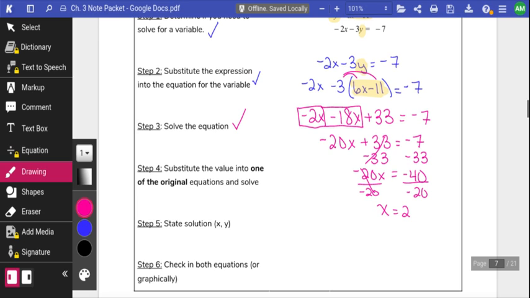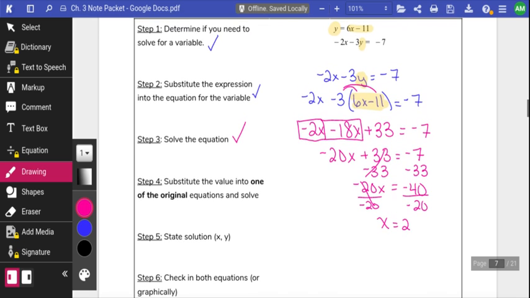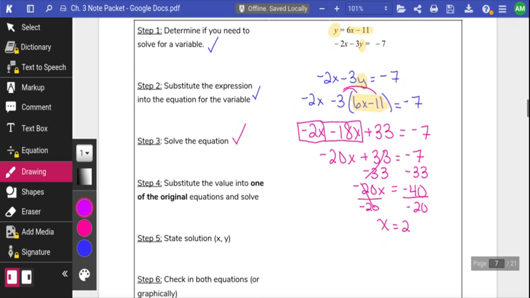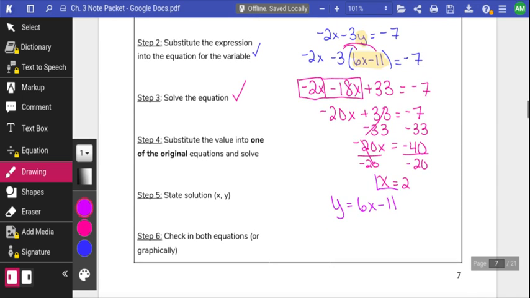Now what I'm going to do is substitute into one of the original equations and solve for y. Usually when I look at this, I like to pick the one that looks nicer. And to me, the one that looks nicer is the first one here. So I'm going to write y equals 6x minus 11, and I'm going to substitute 2 where I see x. 6 times 2 is 12 minus 11 is 1.